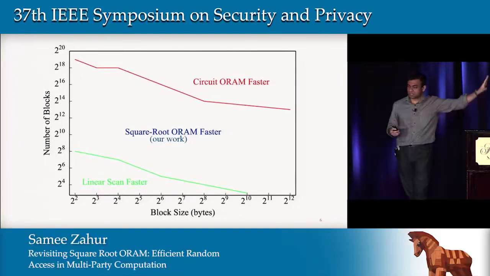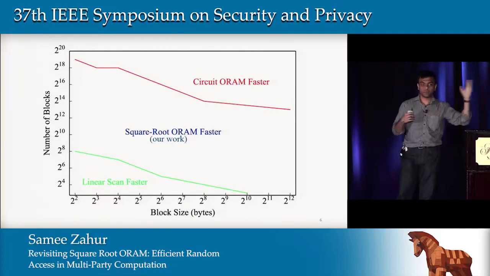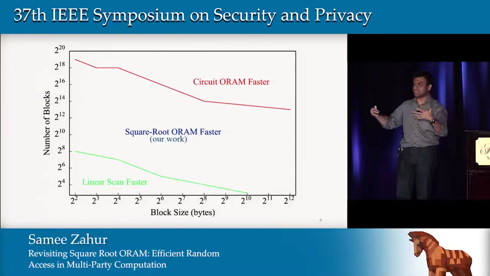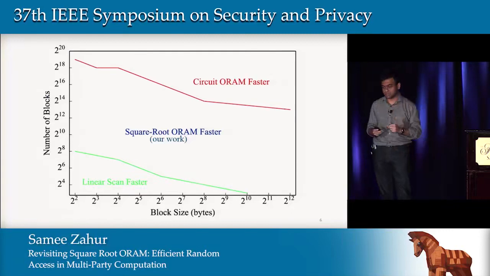So yeah, for the smaller data sizes, linear scan is still faster. For large enough sizes, you still want to use Circuit ORAM. However, when I say large, it means something in the order of several days or weeks, that kind of thing. But for all other applications, you want to use our scheme probably.